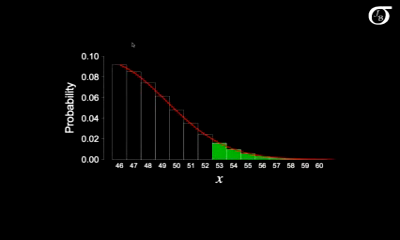In this new question, we're interested in the probability that x is strictly greater than 52. That is what the shaded green bits represent.